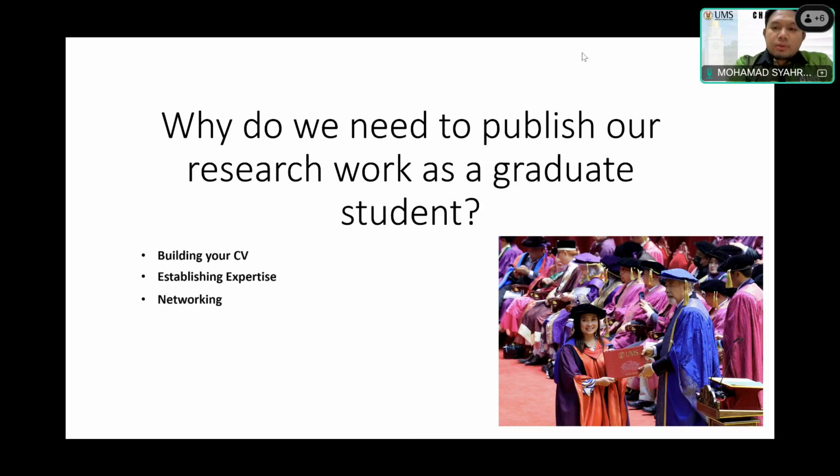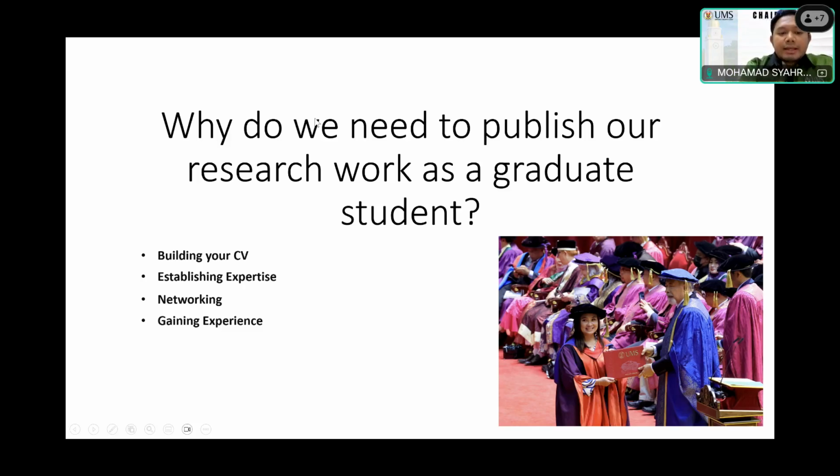Okay. So of course, for networking, maybe one day you want to collaborate in terms of research. Maybe you want to do comparative studies. So maybe we can identify the experts or collaborators, the partners, through Google Scholar, for example. So this is the thing. Okay.